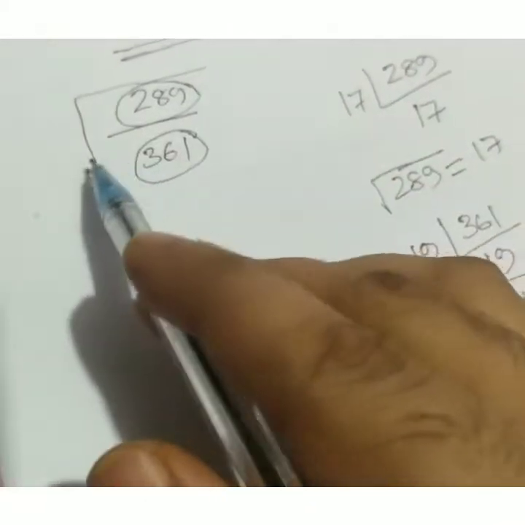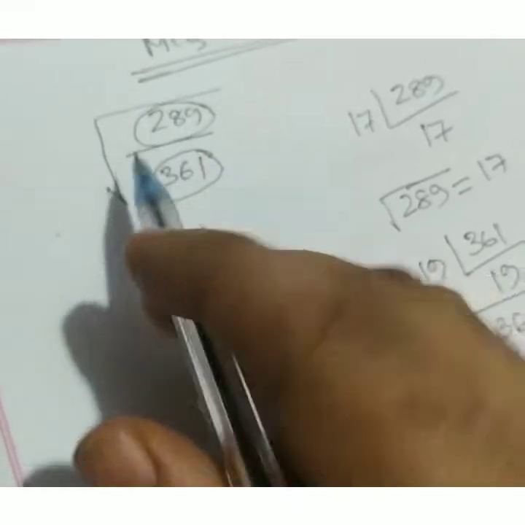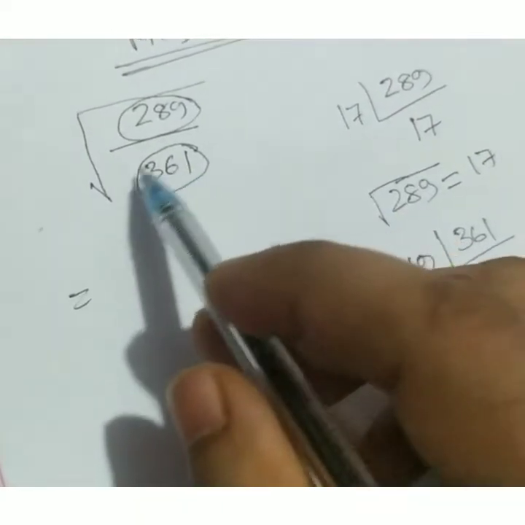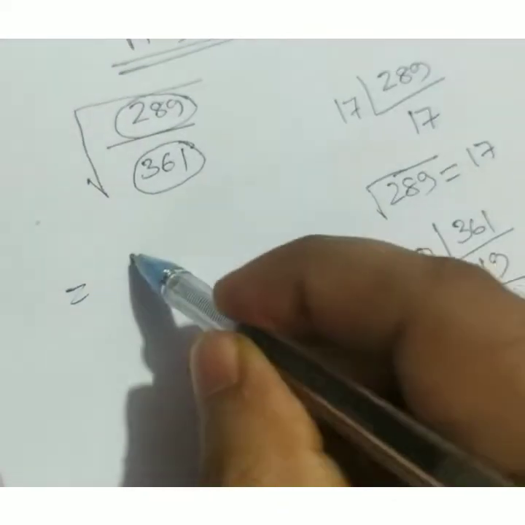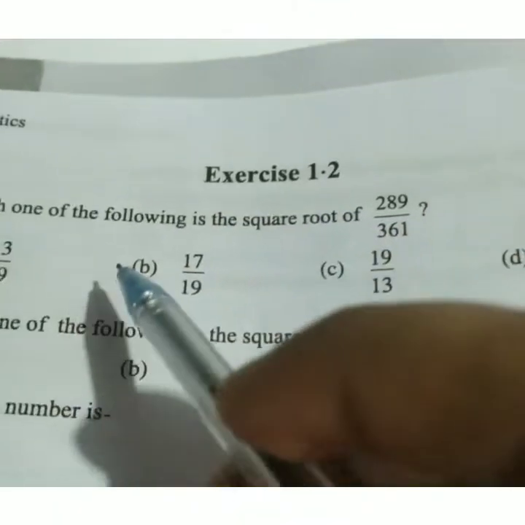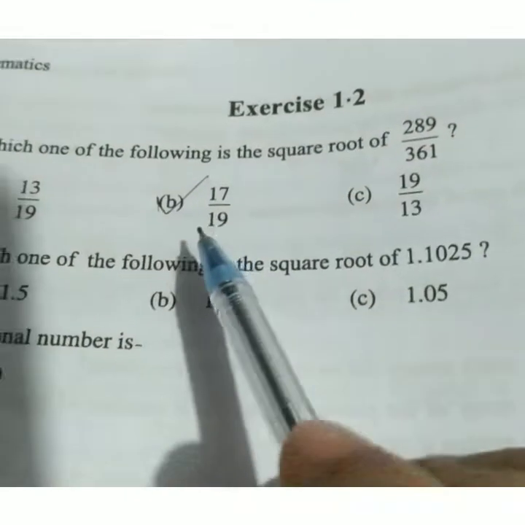So what will be the answer of the square root of both these numbers? The square root of 289 is 17, the square root of 361 is 19. So the answer is 17 by 19. This is number 1. So my answer over here will be 17 by 19.